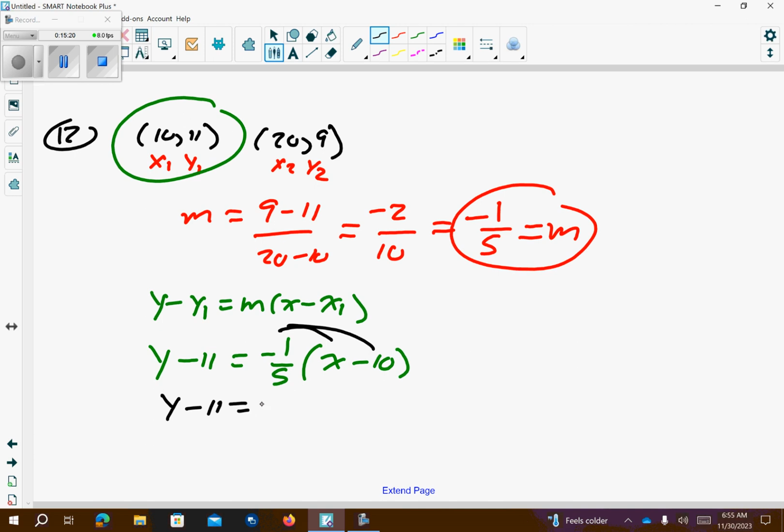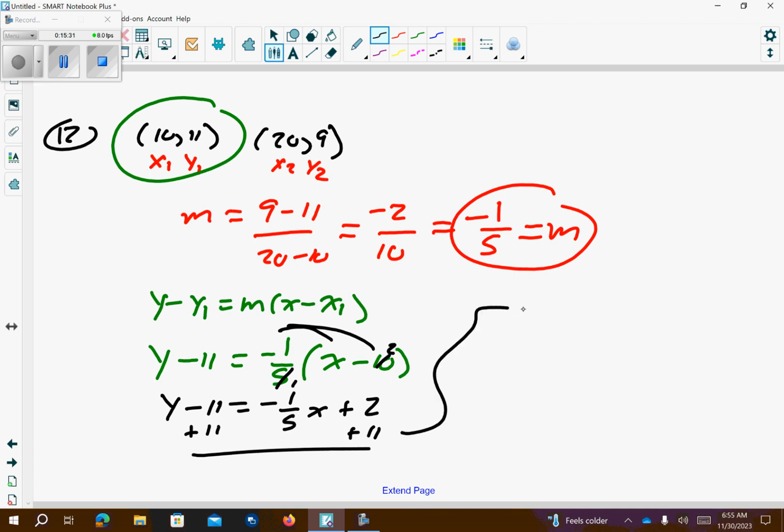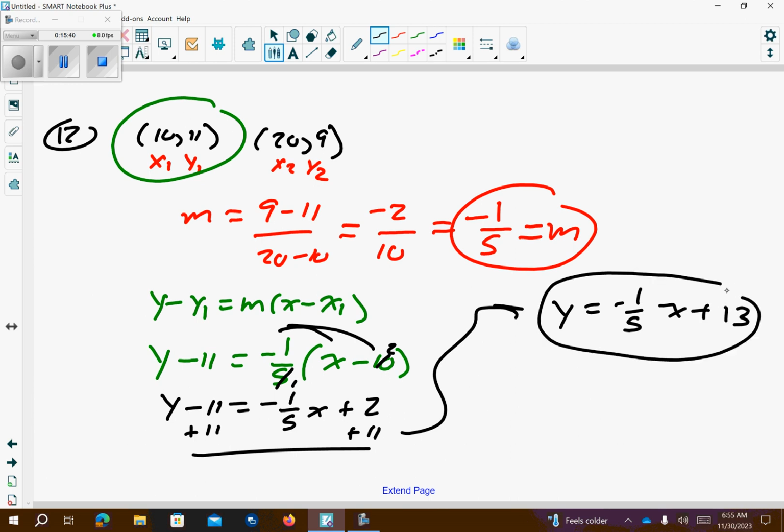So negative 1/5 times x is negative 1/5 x. Negative times negative is positive. 5 goes into 10 twice. 1 times 2 is 2. Add 11 to both sides. So that's going to give me this as an equation. y equals negative 1/5 x plus 13. Okay, so that's good for letter A. This is the answer for letter A. It says write a linear function or equation in function form that's Harold's distance from school since he left.